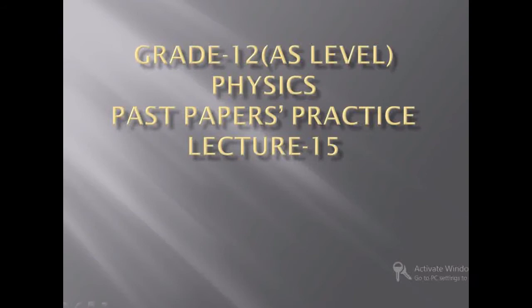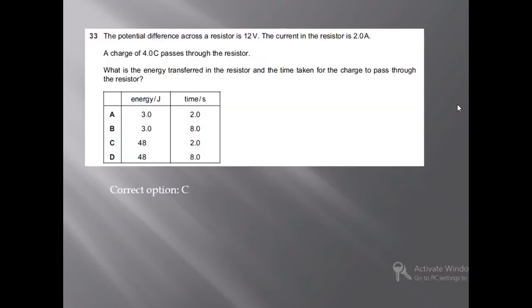This is lecture number 15, and in this lecture we are going to discuss and understand the next two MCQs. MCQ number 33. The potential difference across a resistor is 12 volts. The current in the resistor is 2.0 ampere. A charge of 4.0 coulomb passes through the resistor. What is the energy transferred in the resistor and the time taken for the charge to pass through the resistor?